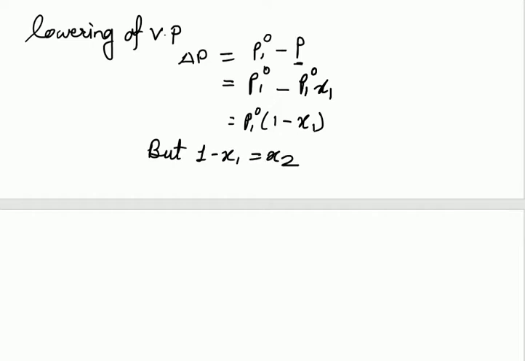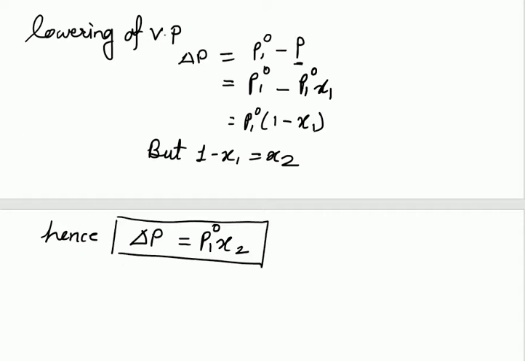Hence, the lowering in vapor pressure, that is delta P, is equal to P1⁰ into x2. Hence, we can write from this equation that the lowering of vapor pressure is the product of the vapor pressure of pure solvent and the mole fraction of the non-volatile solute dissolved in the volatile solvent to form the solution, right?